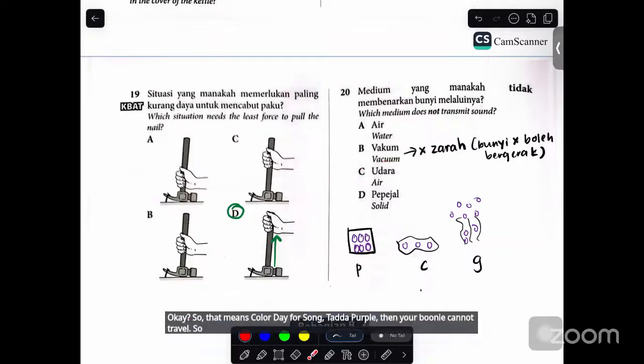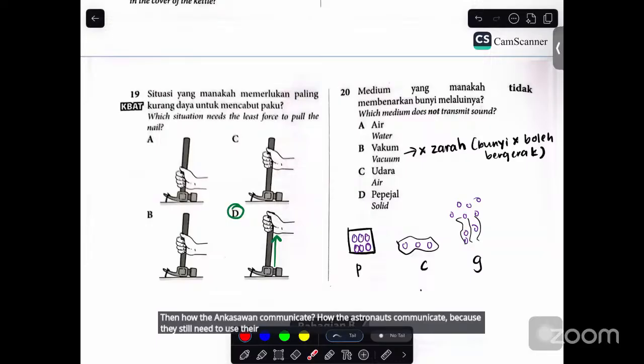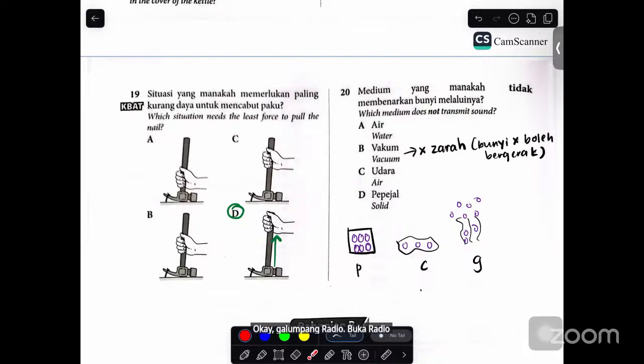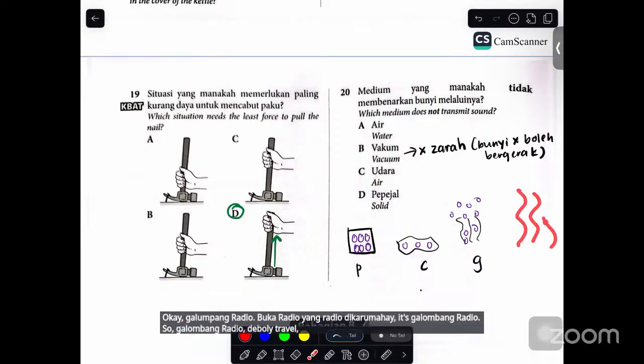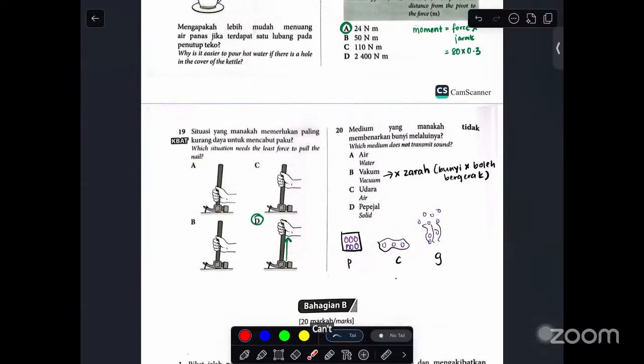So, there was a student who asked, then how the angkasawan communicate? How the astronauts communicate? Because they still need to use their voice, kan? So, astronaut will communicate through radio communication. Okay, gelombang radio. Bukan radio yang radio dekat rumah, it's gelombang radio. So, gelombang radio, dia boleh travel di vacuum. So, they will communicate through that. Suara biasa cannot. Okay? Faham? Vacuum is just kosong. So, nothing is there. Can understand, students, form 2?